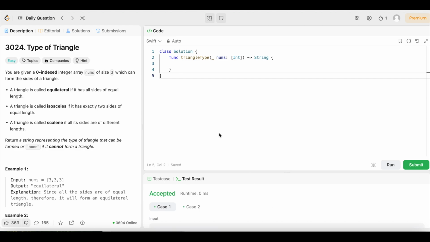All right, y'all, we're back again, another day, another LeetCode problem where we're doing daily LeetCode problems. And today we have question number 3024, Type of Triangle. The difficulty level is easy, so you already know we're going to keep the solution as simple and easy to understand as well.